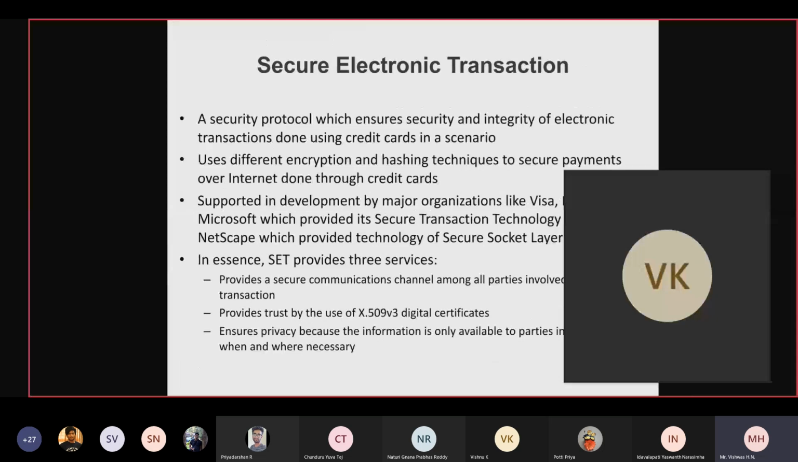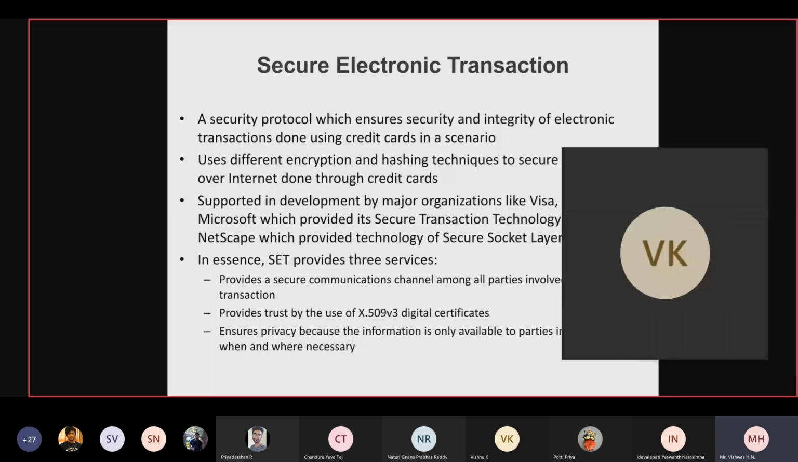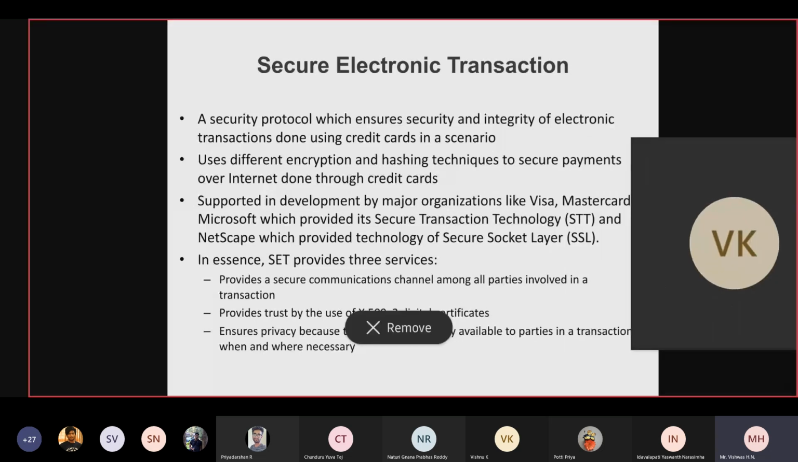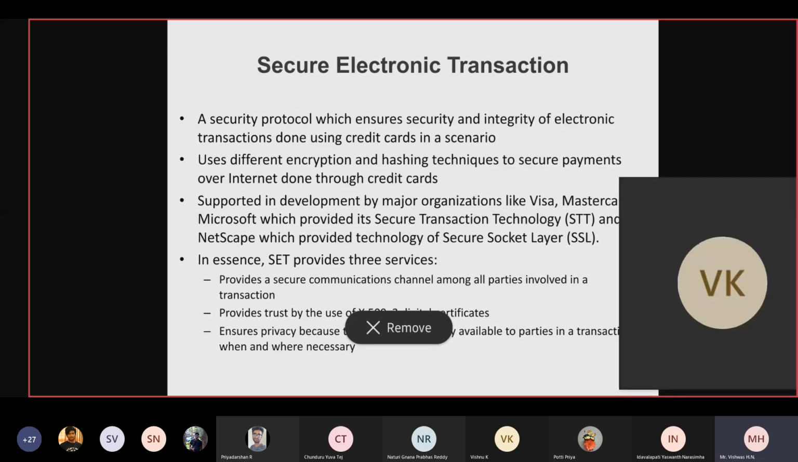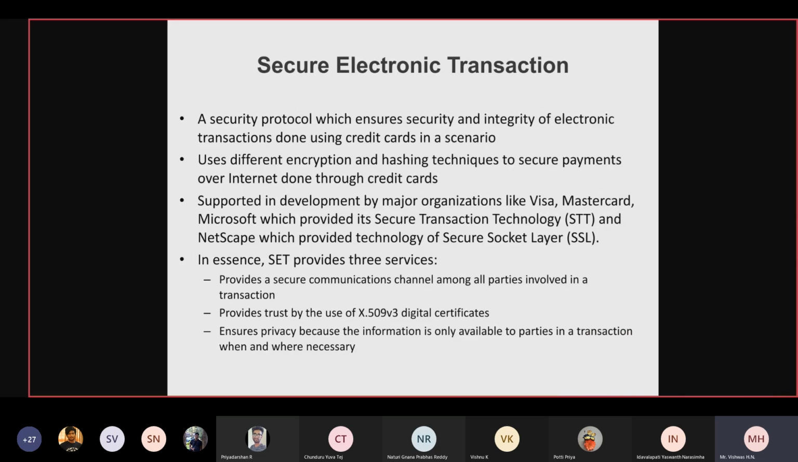So it is a security protocol which ensures security and integrity of electronic transactions done using credit cards. Is that clear? That's what secure electronic transaction is. It uses different encryption and hashing techniques to secure payments over the internet done through credit cards, students. So that's the major work of secure electronic transaction. Am I audible, students?